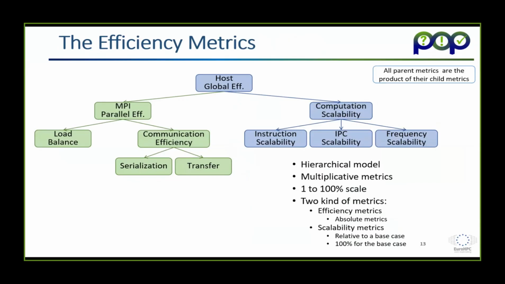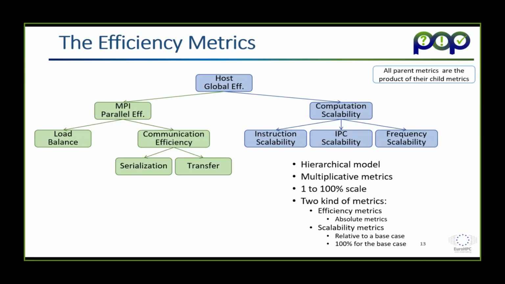So the efficiency metrics that we use in POP, it's a hierarchical model that you can see here. They are multiplicative metrics. This means that all the parent metrics are the product of their child metrics. And they are represented by a scale of 1 to 100%. We see 2 kinds of metrics: the efficiency metrics that are the green ones, and the scalability metrics that are the blue ones. The difference between these two is that the green metrics are computed based on the current run, and the blue ones, the scalability metrics, are computed compared to a base case.